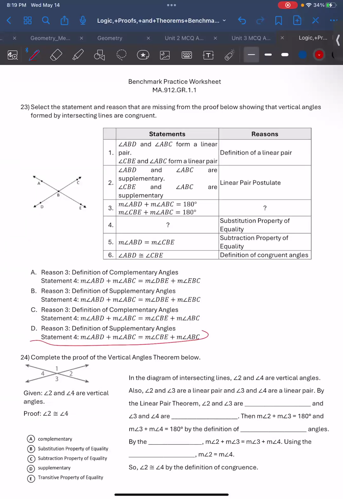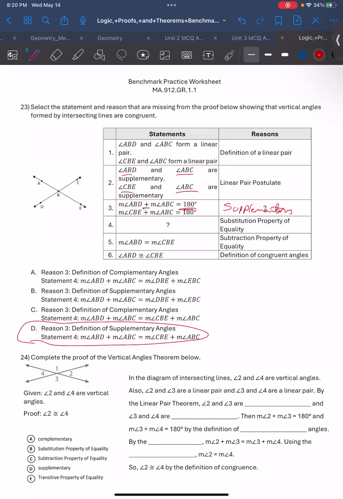And you all were correct. It is D. So obviously they add up to 180. So that's going to be supplementary. And then you have the substitution property of equality. Well, just before I had said ABD and ABC and CBE and ABC are supplementary. So if I'm then talking about substituting, that means I'm going to replace something with something else. Well, if they both add up to 180, I can technically say that they add up to each other. Okay? So that's why D is the correct answer.